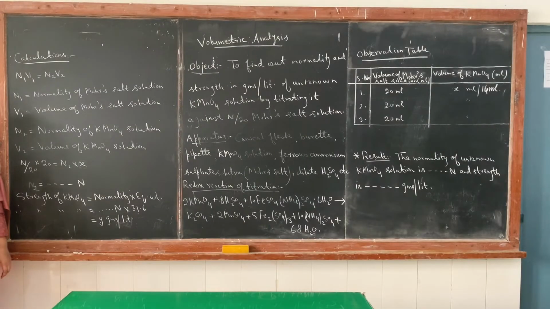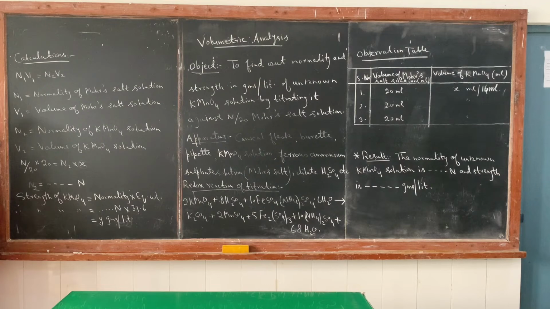Now, after seeing the observation table, let us see the calculations. For the calculations, we use the normality equation, N1V1 = N2V2. Sometimes we can also use the molarity equation, but here we are using the normality equation. N1 is the normality of Mohr's salt solution, while V1 is the volume of Mohr's salt solution taken. N2 is the normality of KMnO4 solution. V2 is the volume of KMnO4 solution.